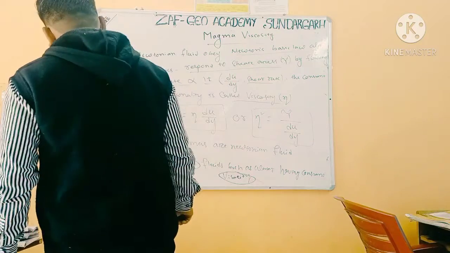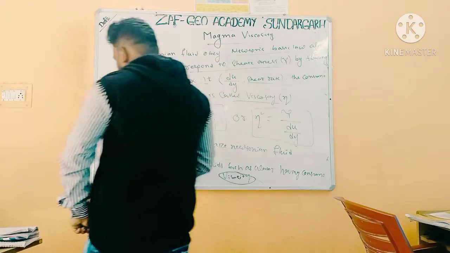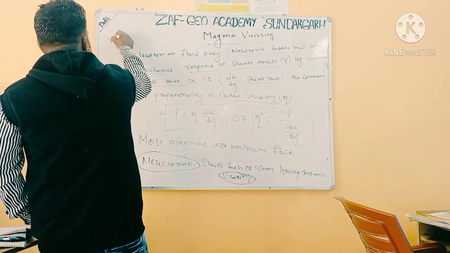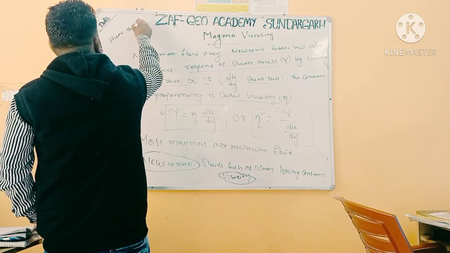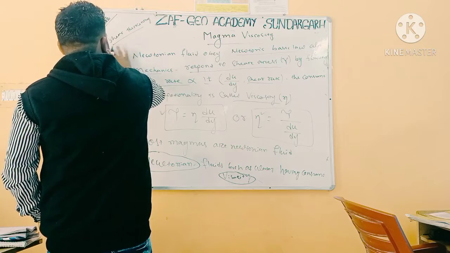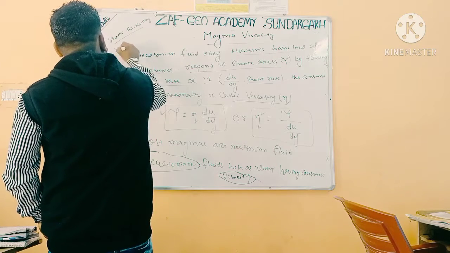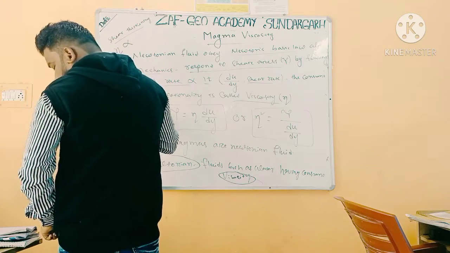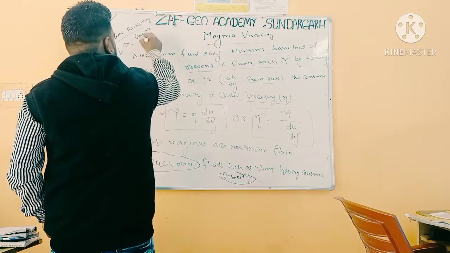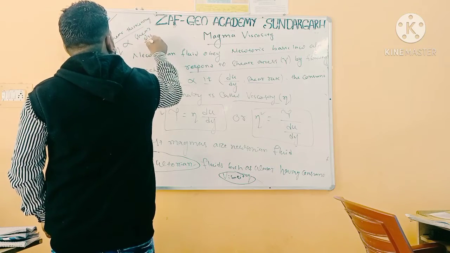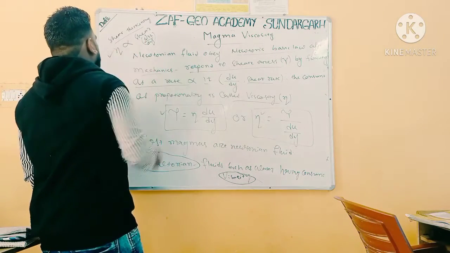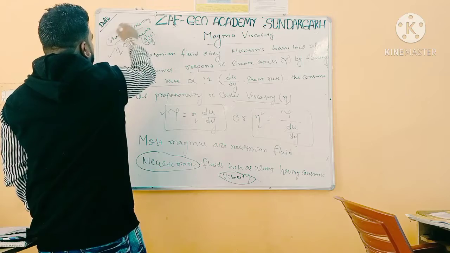Now another term is shear thickening. So viscosity increases with the rate of shear. Shear thickening means viscosity eta will be increased with the rate of shear. As the shear increases, shear means du upon dy, when du upon dy increases, the viscosity also increases, and that is what we call shear thickening.